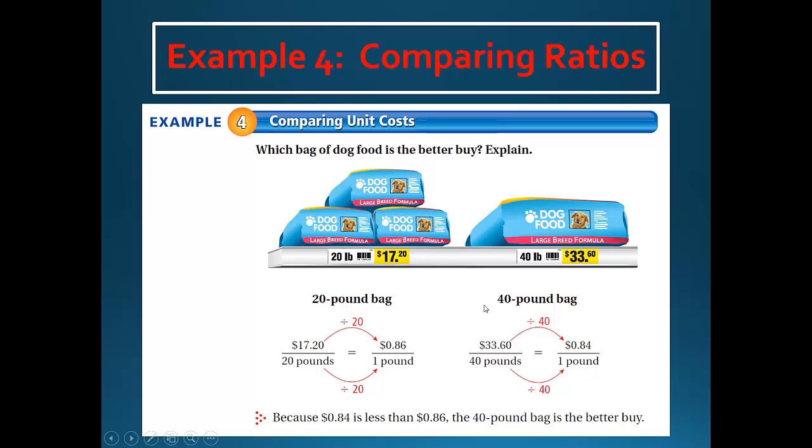Now we'll do the same thing for the 40-pound bag. It costs $33.60 for 40 pounds. We want to know how much it costs for 1 pound. So we'd have to divide the denominator by 40. If we're dividing the denominator by 40, we also divide the numerator by 40. So $33.60 divided by 40 would give us 84 cents. So it's 84 cents per pound for the 40-pound bag. Because 84 cents is less than 86 cents, the 40-pound bag is the better buy.